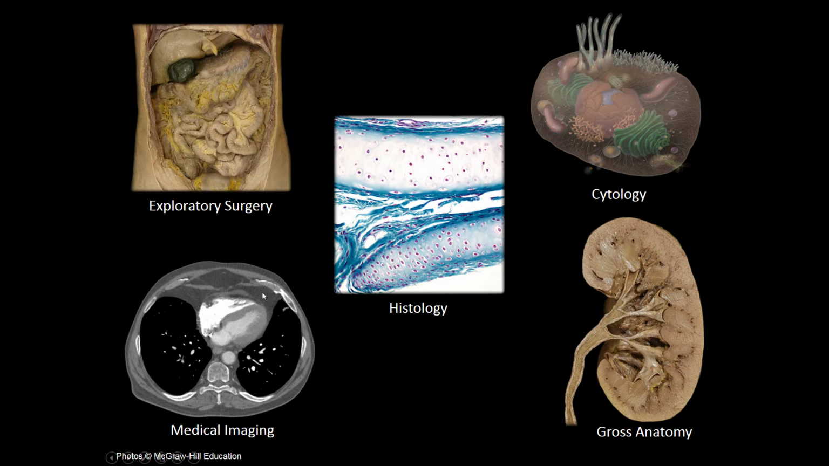In this case, you have a CT scan in the thoracic area showing you the lungs and the heart and other structures as well. Gross anatomy is seeing the structures in the body with the naked eye. In this case, this is a kidney, so you can see the major structures of a kidney.